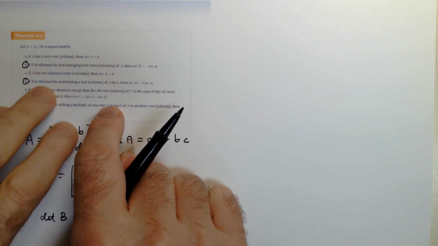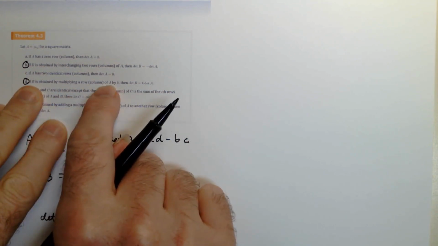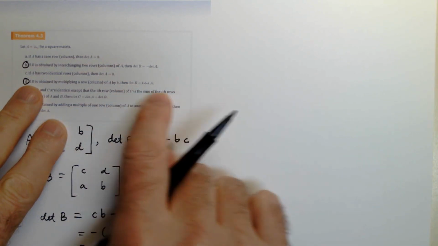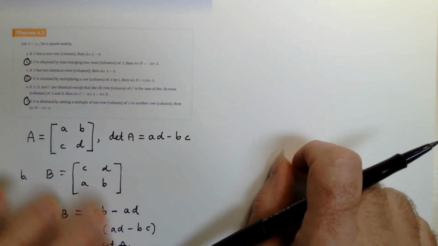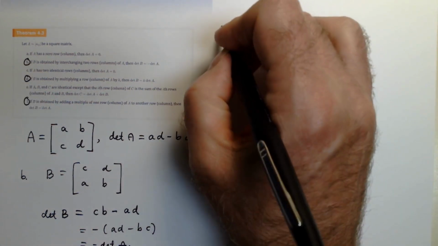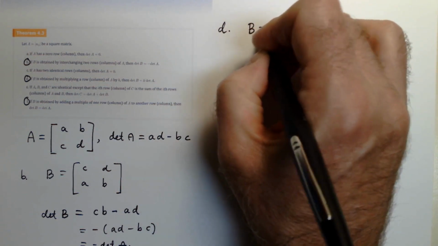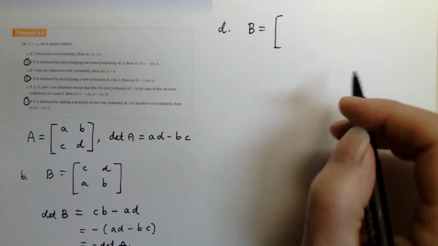In property D, the matrix B is obtained by multiplying a row of the matrix A by some scalar k, and we have to show that the determinant of B is k times the determinant of A. So let's take a look at a matrix B in this case. So we're looking at property D. Let's say our matrix B is obtained by multiplying, let's say, row 2 by the scalar k.